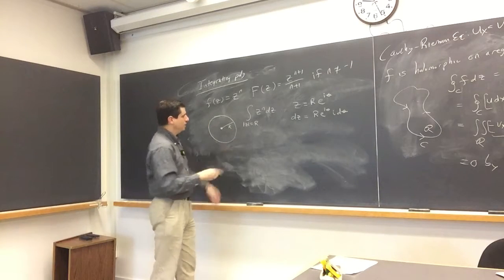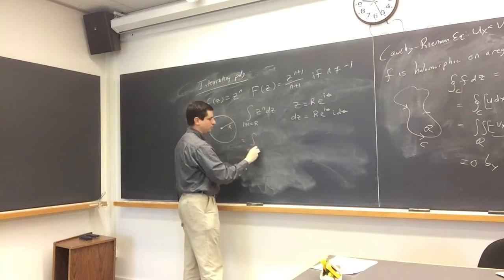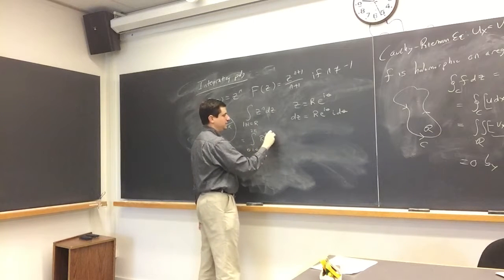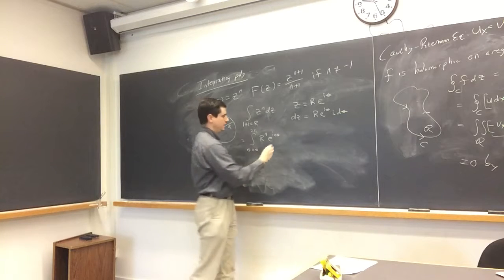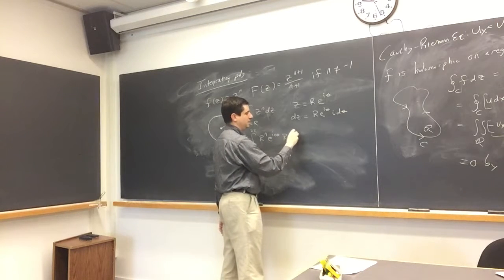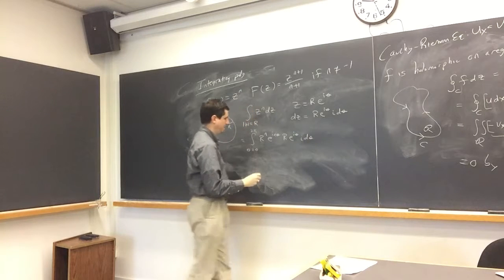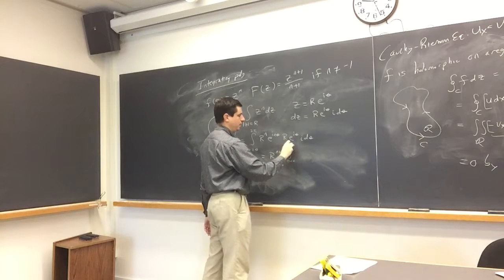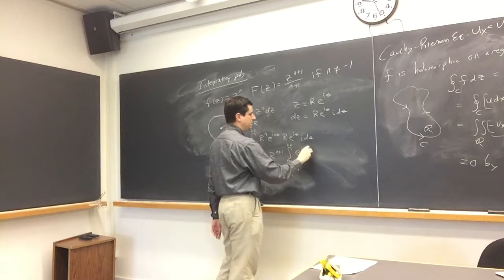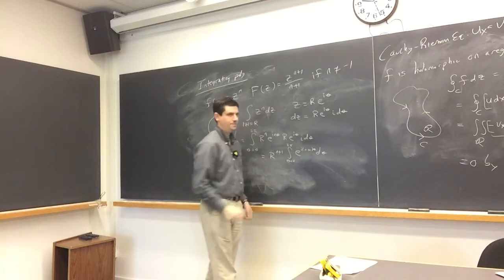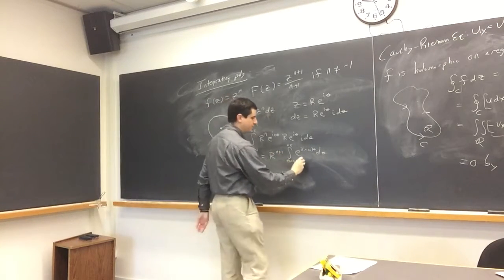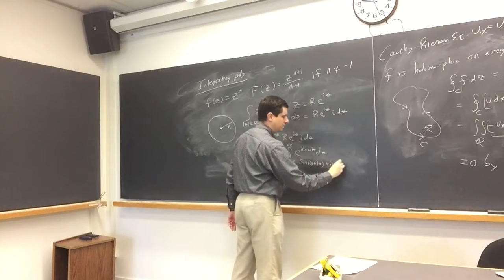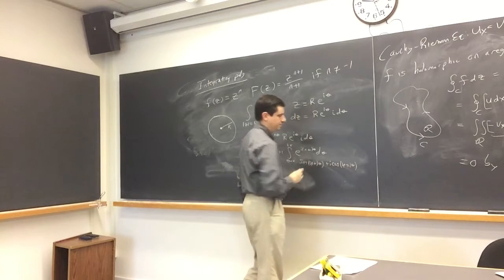Okay? So now, this is the same as the integral, theta goes from 0 to 2 pi. Z to the n is going to be r to the n e to the I n theta. dz is r e to the I theta I d theta. So I'm going to get r to the n plus 1 integral, theta goes from 0 to 2 pi, e to the I n plus 1 theta d theta. And you should think of this as the sine of n plus 1 theta plus I cosine of n plus 1 theta.